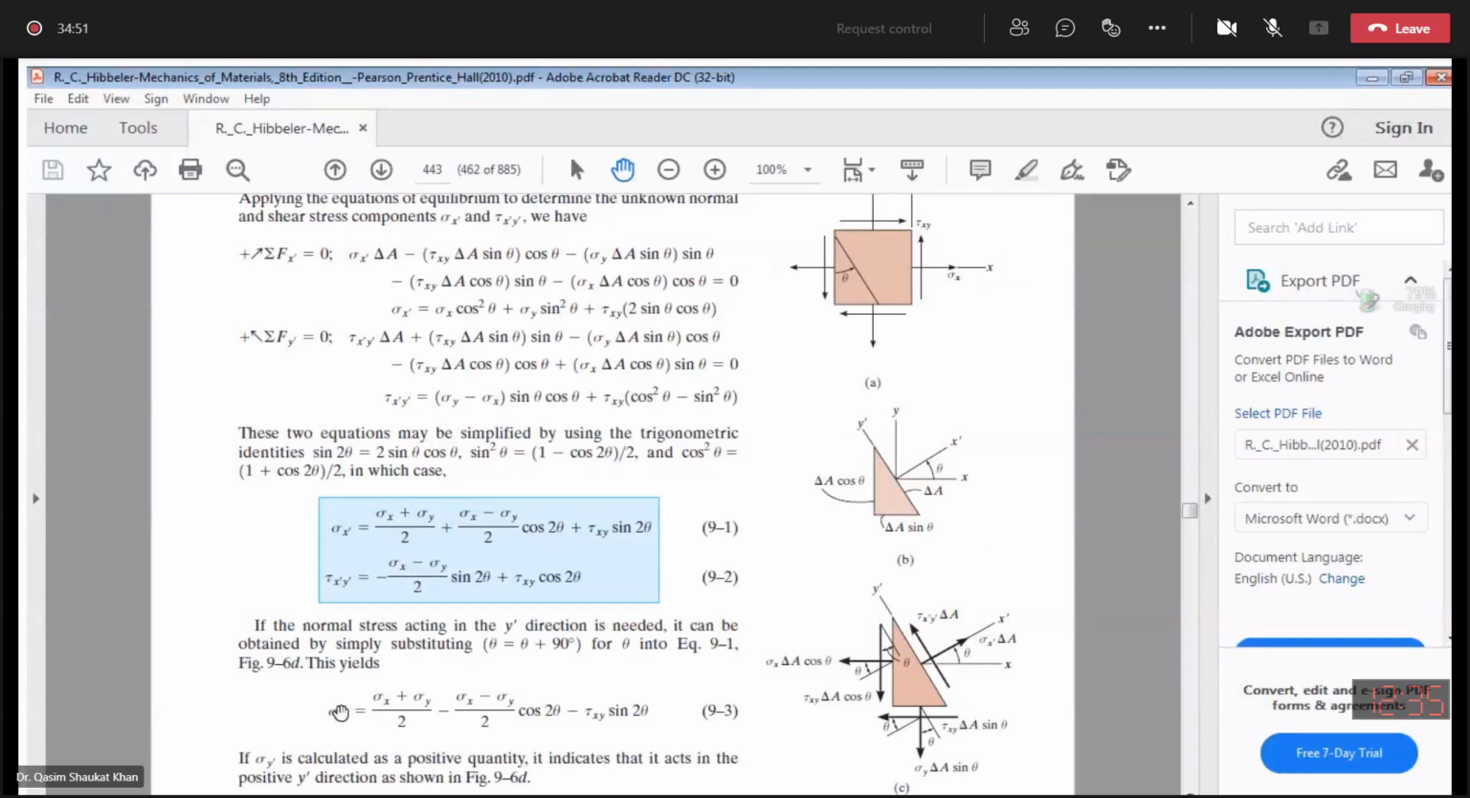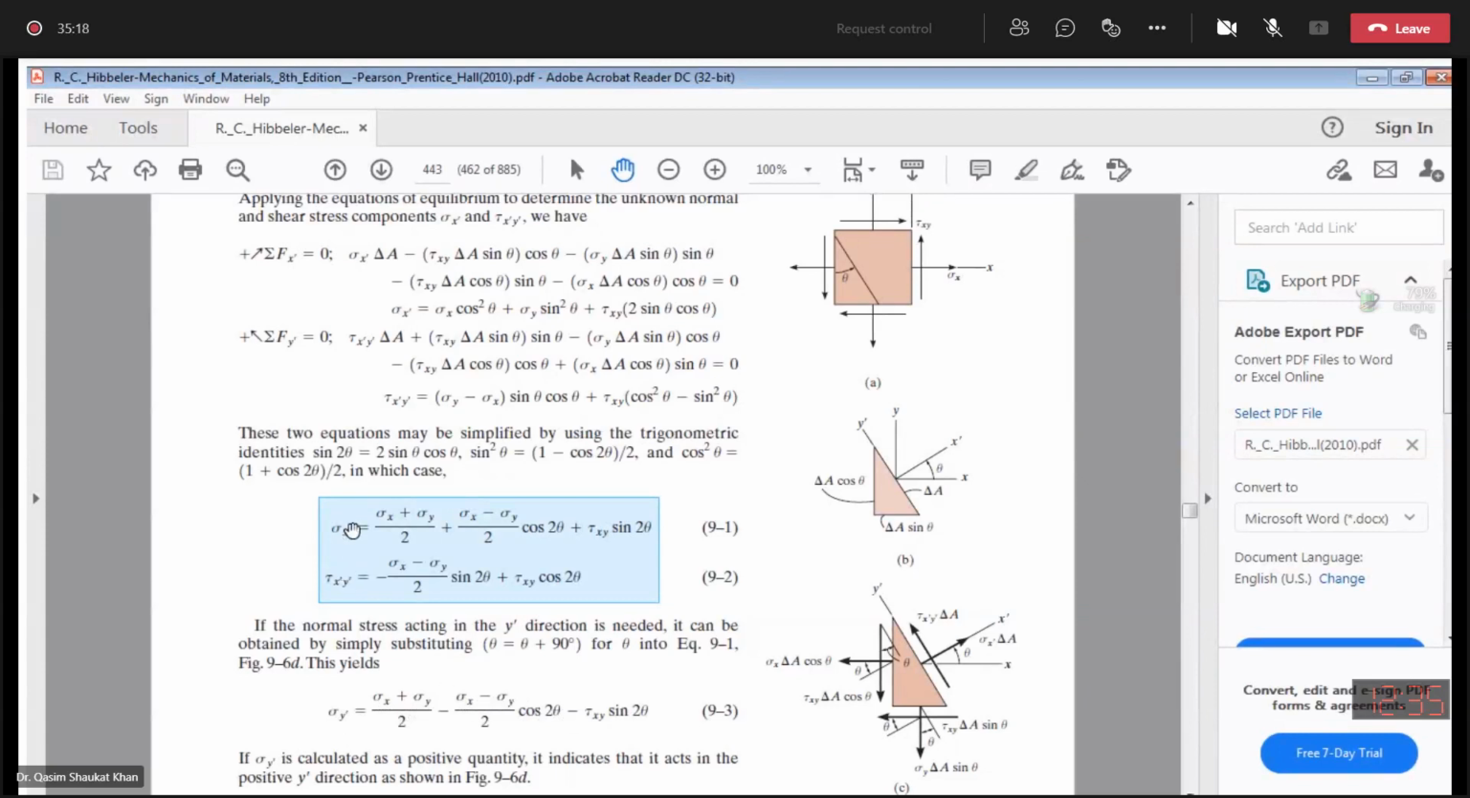The third equation which we need to derive today is the transformed normal stress about y dash axis. So you can see this sigma y dash is equal to sigma x plus sigma y over 2 minus sigma x minus sigma y over 2 cos 2 theta minus tau xy sin 2 theta.